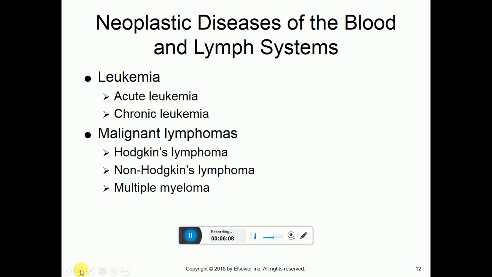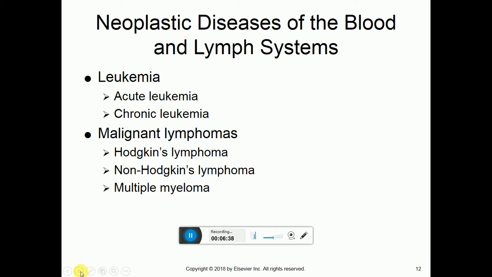Neoplastic diseases of the blood and lymph systems include leukemia and malignant lymphomas. Leukemia can be acute or chronic, and lymphomas can be Hodgkin's lymphoma, non-Hodgkin's lymphoma, or multiple myeloma. All of these are types of neoplastic diseases of the blood and lymph systems. For these types of pathologies, a bone marrow transplant is the treatment of choice.